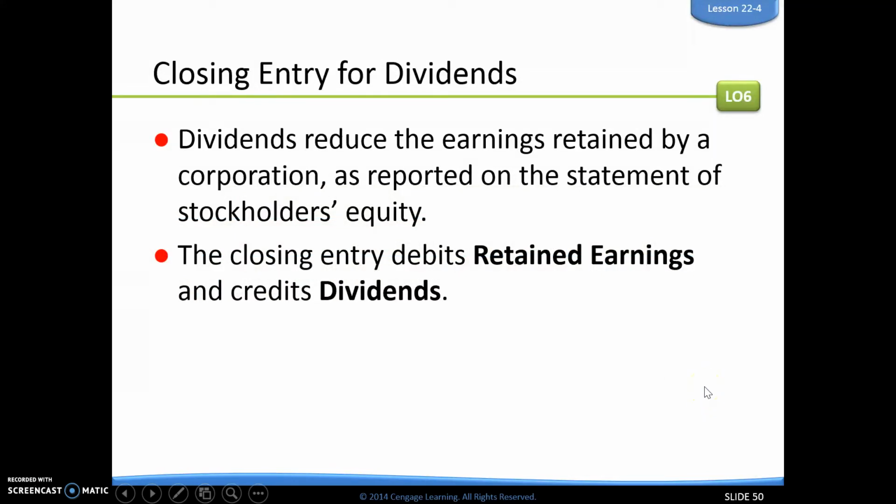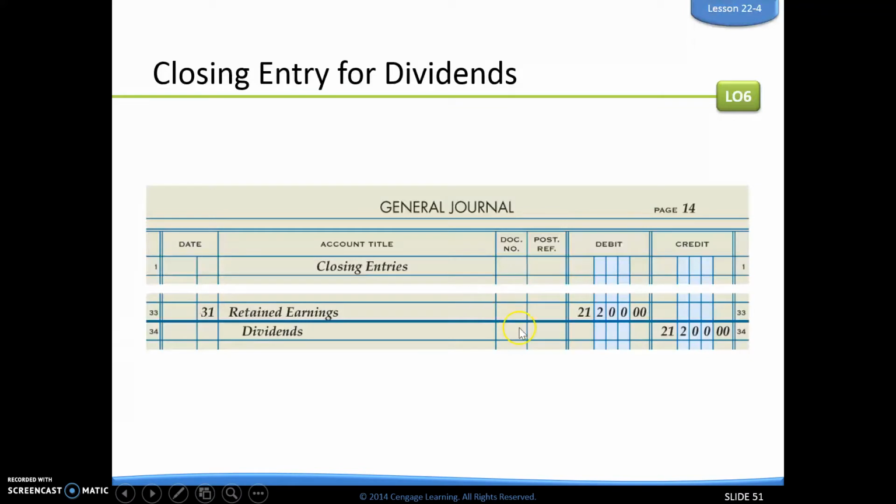Our last closing entry is for dividends. Dividends obviously reduce retained earnings because they are where we actually pay the money out to our stockholders. So the closing entry actually debits retained earnings and it credits dividends. Dividends then will have a zero balance and will be ready to go into the next fiscal period.